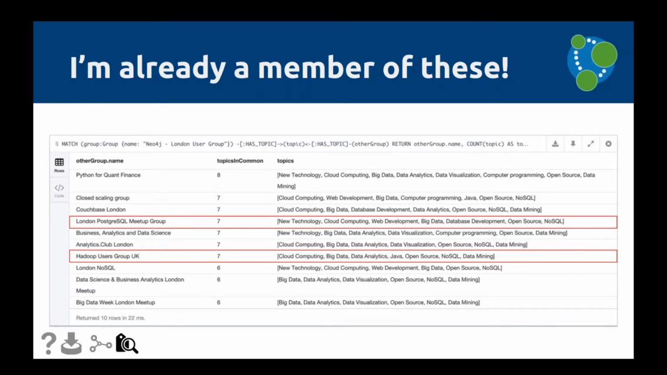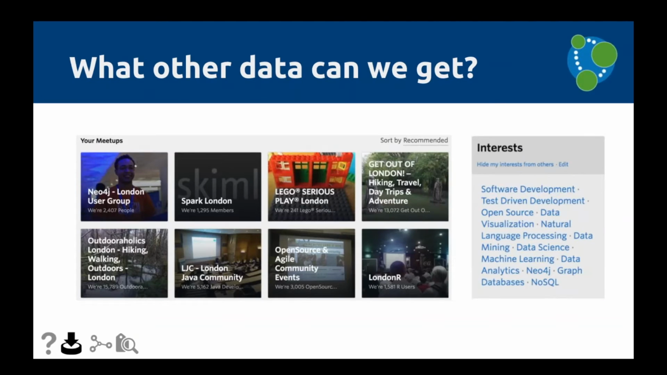Okay, so I had a look at the output of this query, and I realized actually it's good. It does find the groups similar to the Neo4j one, but I happen to know that I'm already a member of some of them. So for example, I'm already a member of the London Postgres one, and I'm already a member of the Hadoop users group. So it's not actually that useful at the moment. So one of the ideas of recommendations is we don't suggest you something that you already have, or in this case already are a member of. So we want to address that, which means we need to go and look for some more data.